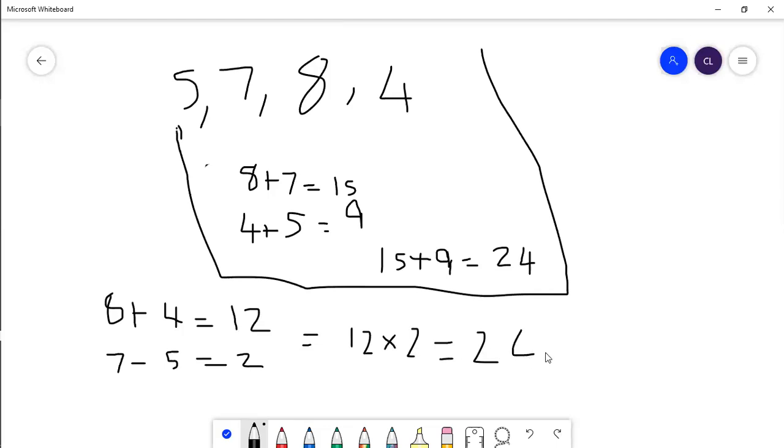You're a genius. You are a genius. That was beautiful. I won't lie, I clap my hands. This is beautiful. 8 plus 4 is 12. 7 minus 5 is 2. 12 times 2 is 24. Beautiful, beautiful, beautiful. Right. Looking at the time, one more.